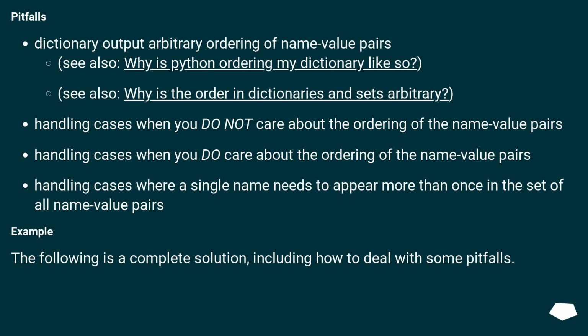Pitfalls. Dictionary output arbitrary ordering of name-value pairs. See also, why is Python ordering my dictionary like so? See also, why is the order in dictionaries and sets arbitrary? Handling cases when you do not care about the ordering of the name-value pairs. Handling cases when you do care about the ordering of the name-value pairs. Handling cases where a single name needs to appear more than once in the set of all name-value pairs. Example. The following is a complete solution, including how to deal with some pitfalls.